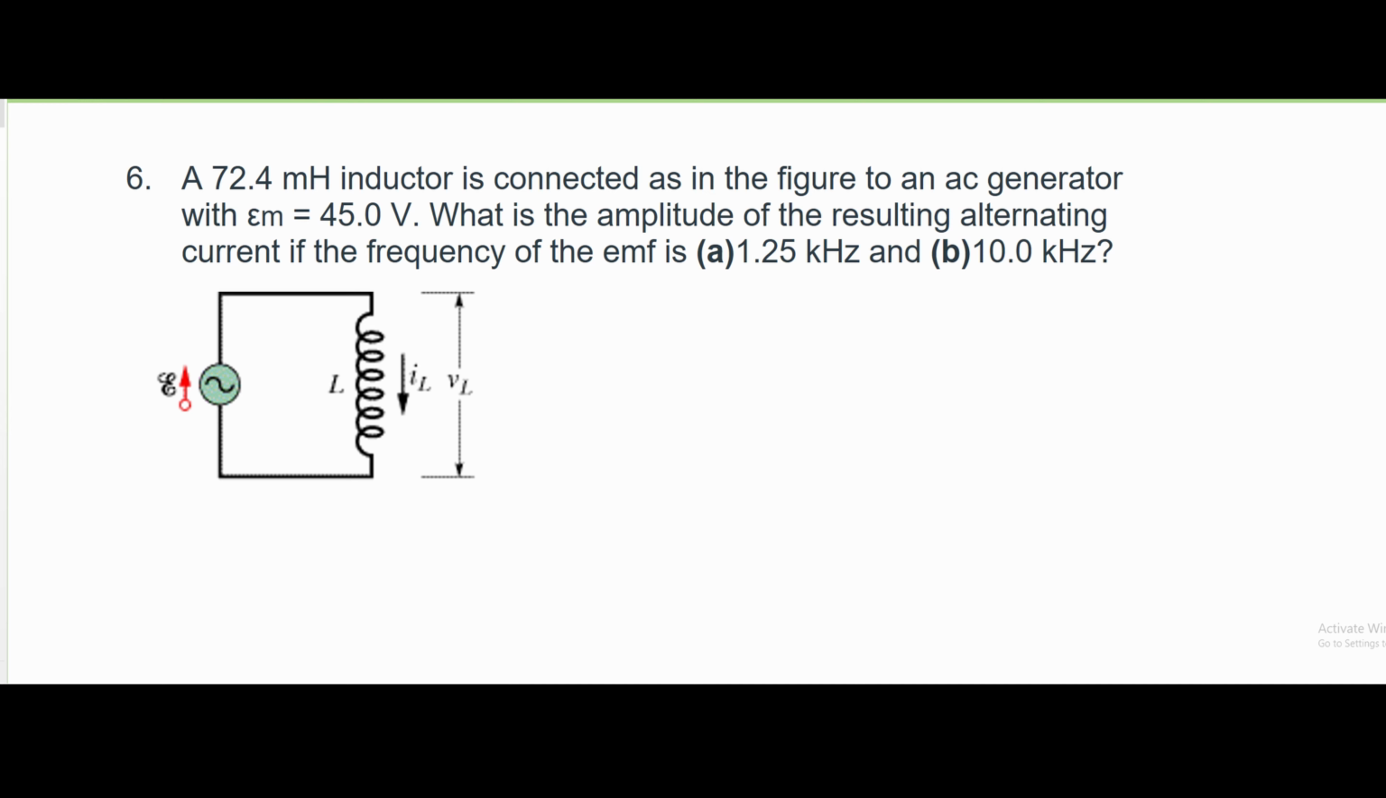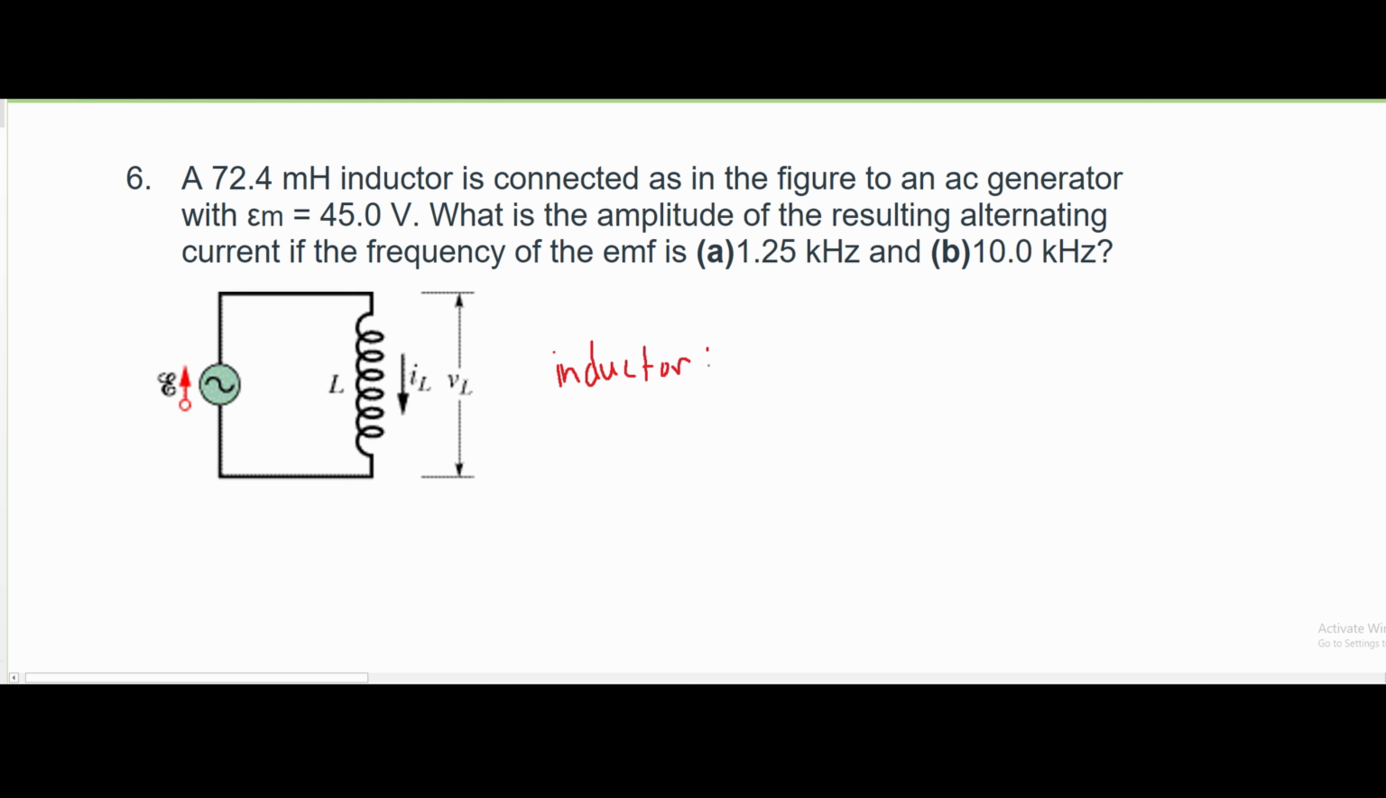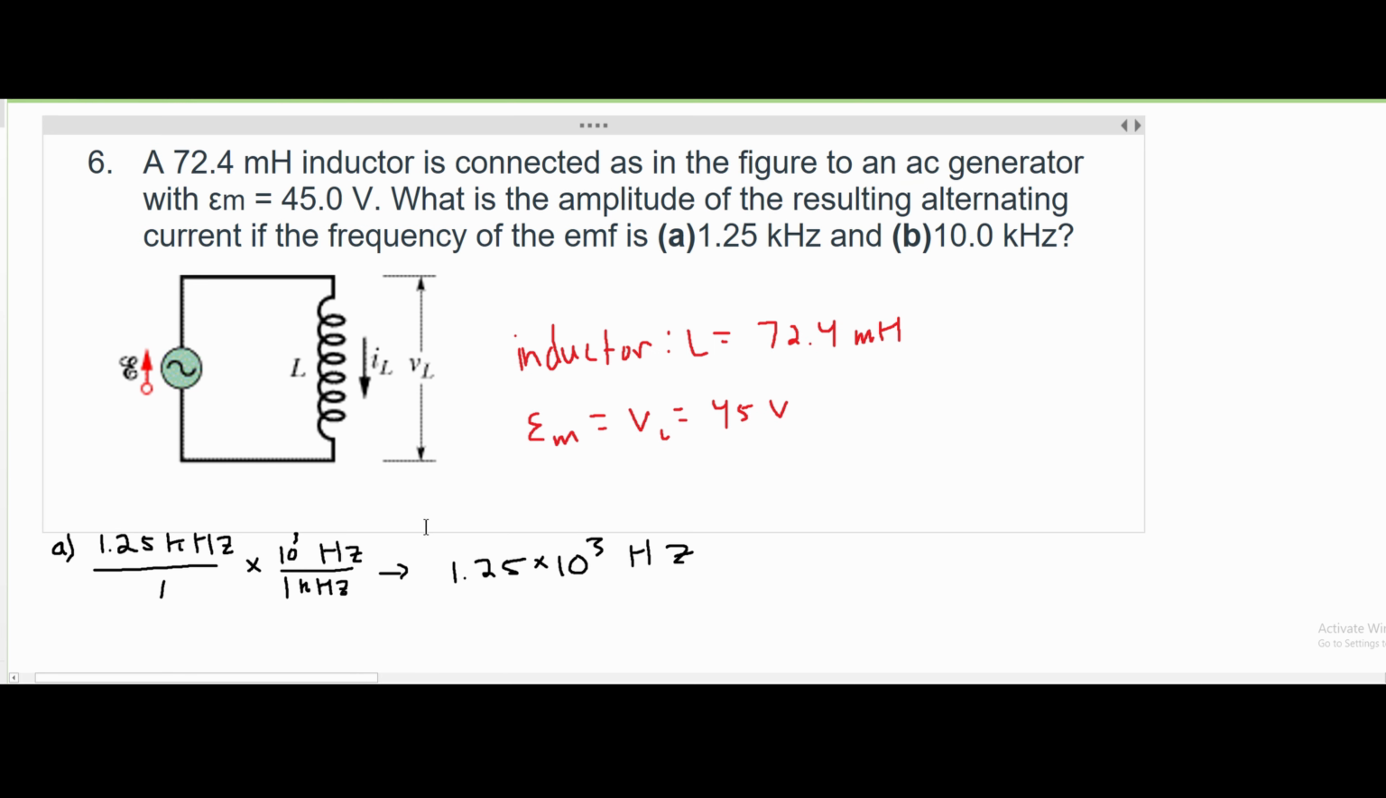So back at number 6, we can write all of the values that were given. So we're going to write this out and this out, and we're also going to write what we're given at A. Our inductor, which is also our L, is equal to 72.4 millihenries. Our alternating EMF is also our V of L, and that's going to be equal to 45 volts. For part A, we convert our kilohertz to hertz.